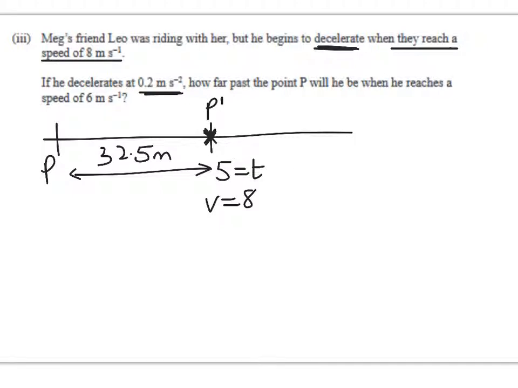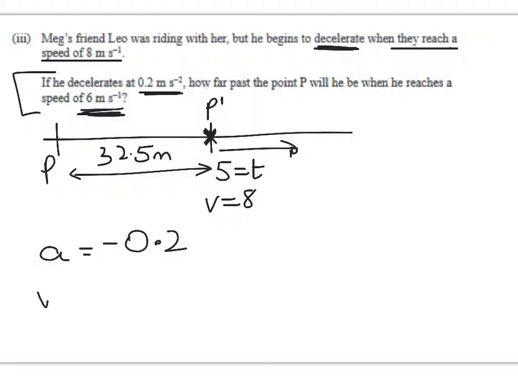We'll just start a new little problem and say that he's slowing down at an a of, so a is now equal to negative 0.2 because he's decelerating. And he's going to go some way along here, and we want to know how far he's gone when his speed is down to 6. So we start again and ask, what's v of t? Now t is equal to time since he was at P dash. You don't have to write that down, but it might help.